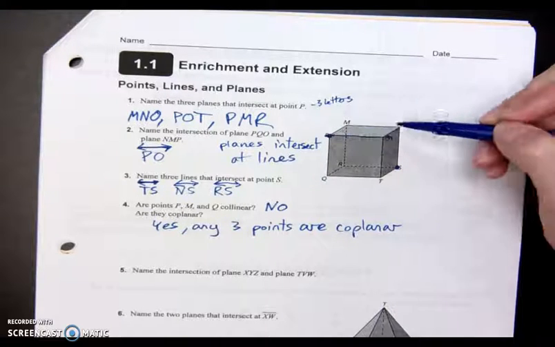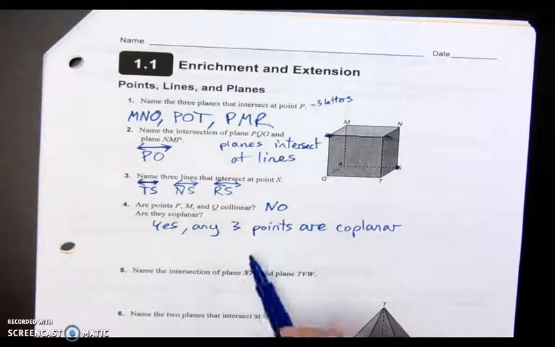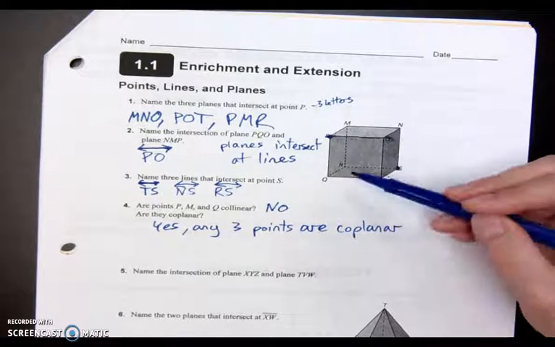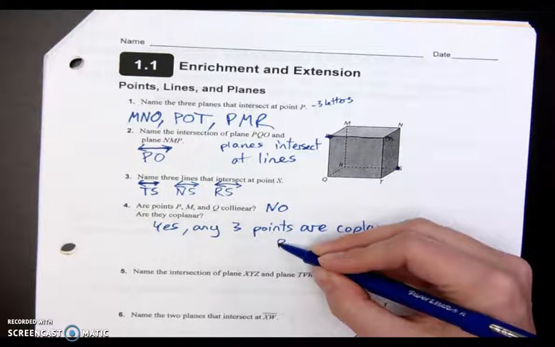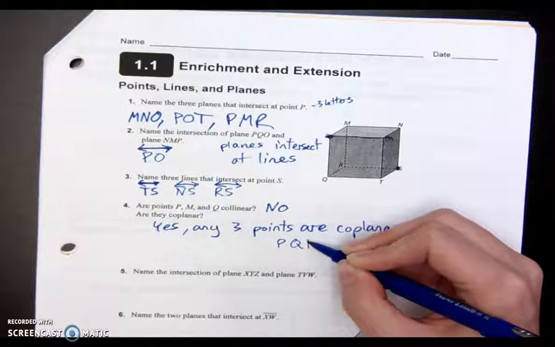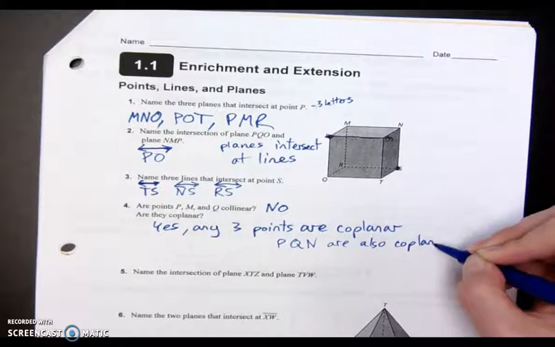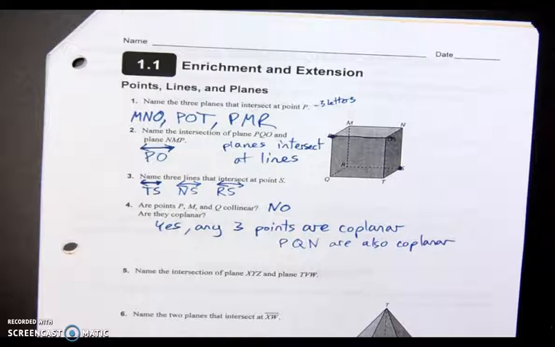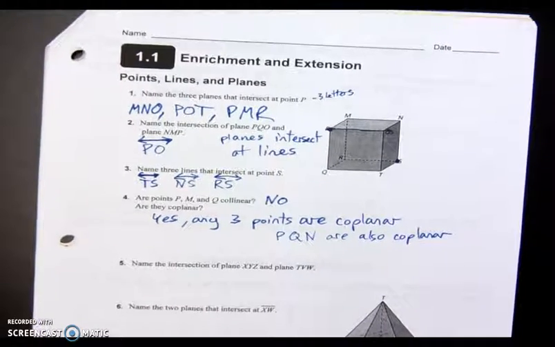So are P, N, and Q coplanar? It's not drawn in this, but could they be coplanar? Could we theoretically put a plane in there? Yes. So P, Q, and N. So if you remember that, that makes some really easy questions to answer. Anytime you just have 3 points, yes, they're coplanar. Anytime you just have 2 points, they're collinear.